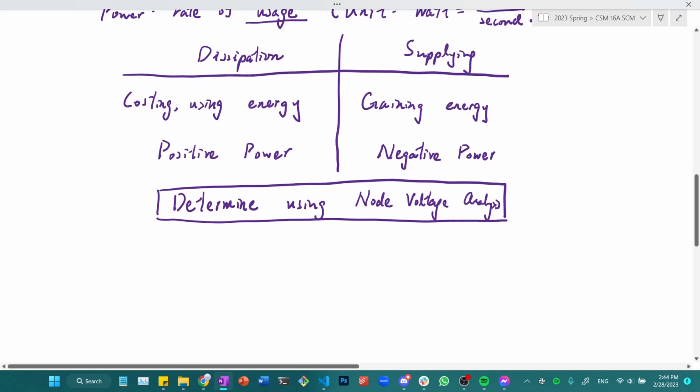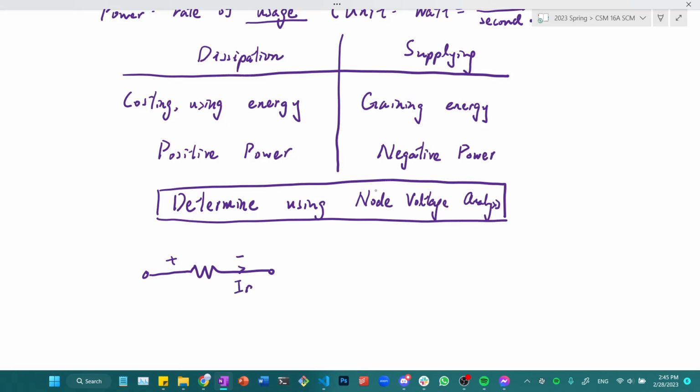So let me give you an example. Say that we have a resistor here, and I have a current flowing across it, which I'll say IR, and I have a voltage across it, which is VR. Because the current and the voltage are in the same direction from left to right, I can see that the signs of my I and V are going to be the same when I do node voltage analysis.